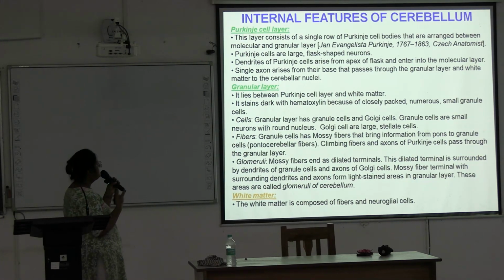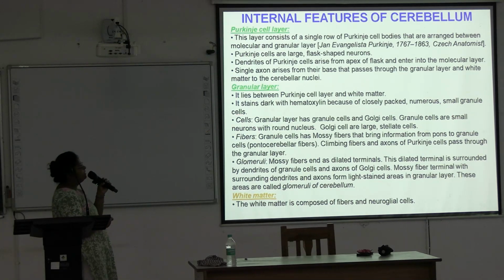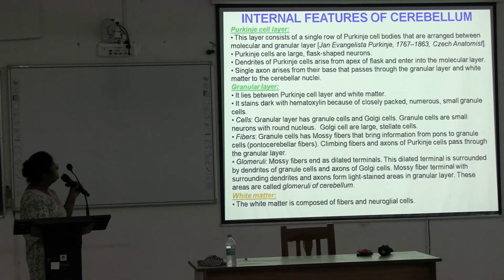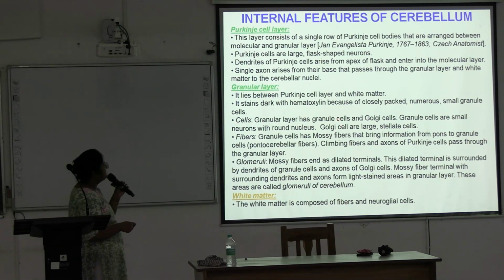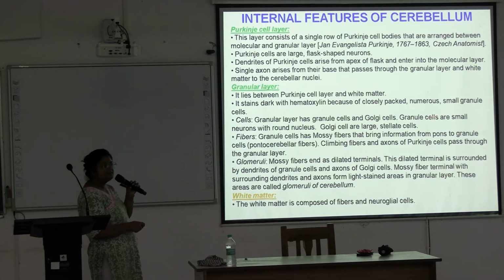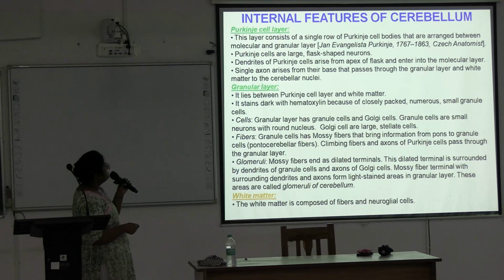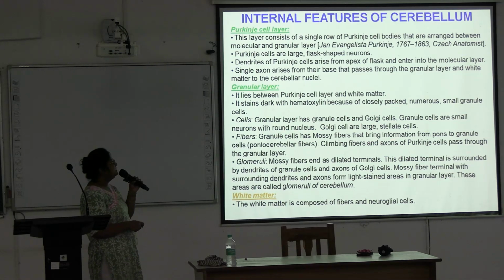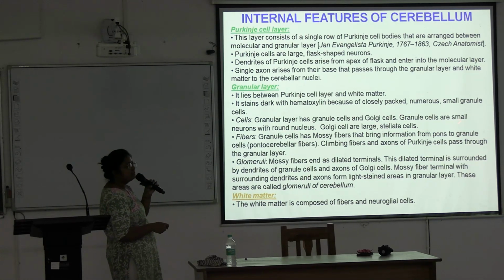You have seen the previous picture, and it stains dark with hematoxylin because of closely packed, numerous small granule cells. The granular layer has granule cells and Golgi cells. We have seen granule cells are small neurons with a round nucleus. Golgi cells are large, stellate cells.